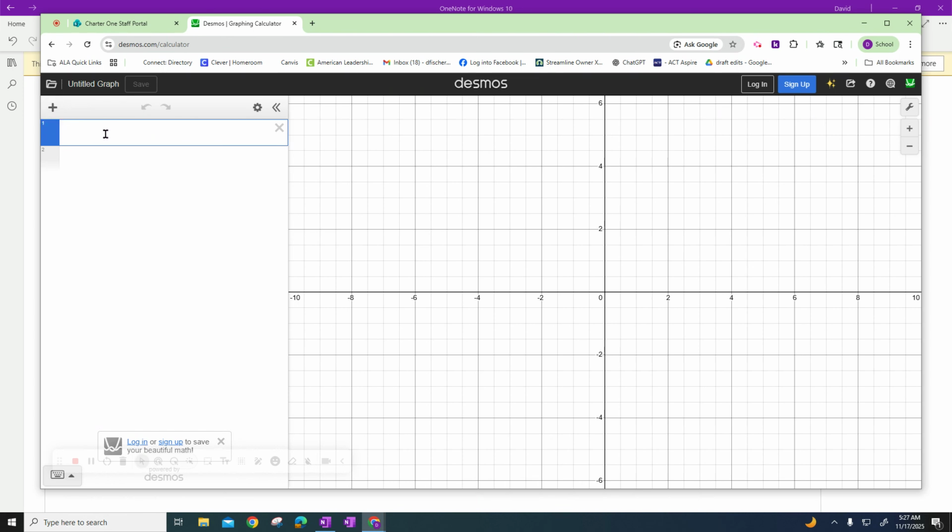Up here it's already set up for equations. Now, most of Desmos and graphing calculators, you don't need to put the y equals, but you do have to have it in slope-intercept form. Okay, so we're not going to put y equals 62 plus x. We're just going to start out putting 62x plus 18. And it's going to give us the graph right there. Boom.